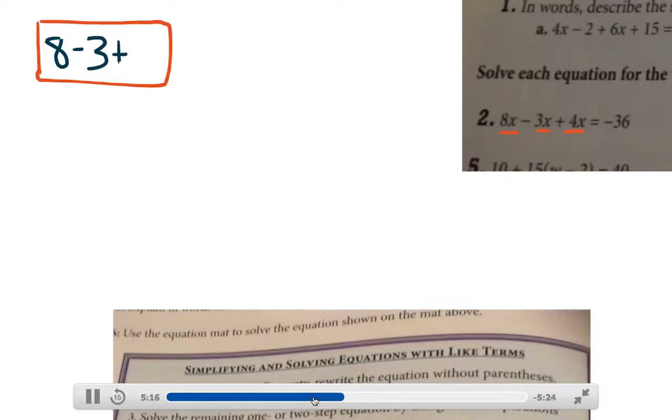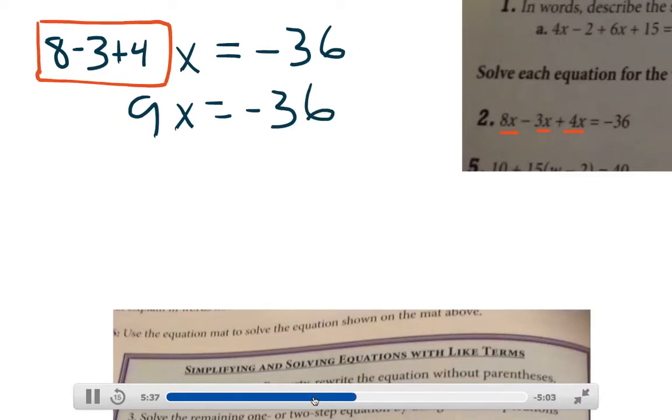Okay, now we're going to actually go to page 132 and do a couple of the problems. We're going to start with problem number 2. We don't need to use the distributive property, so we're going to go straight to step 2, which is combine like terms. We have 3 terms with x, and so we're just going to combine 8 minus 3 plus 4 is equal to negative 36. 8 minus 3 is 5. 5 and 4 is 9, so we have 9x equals negative 36.